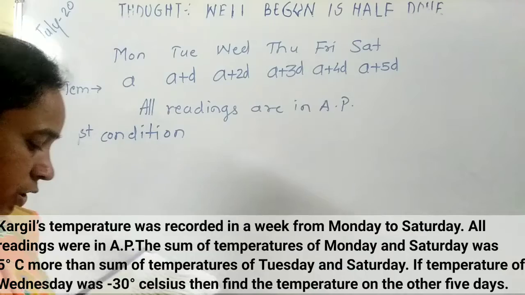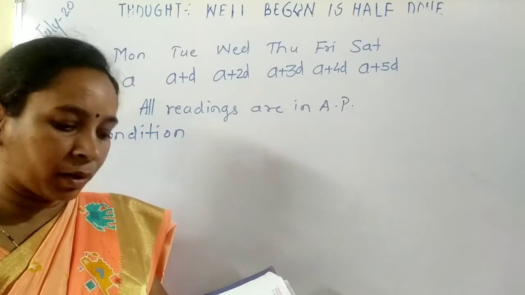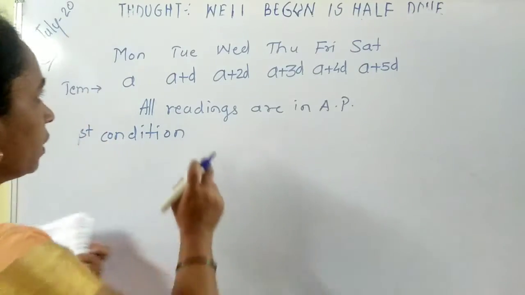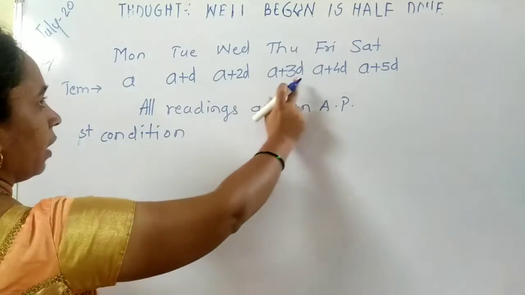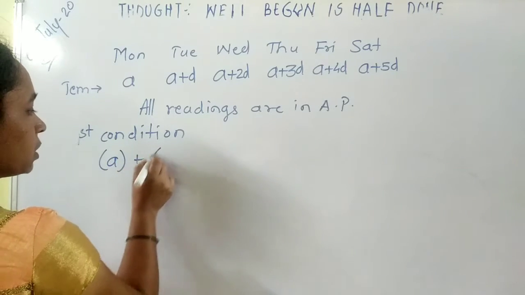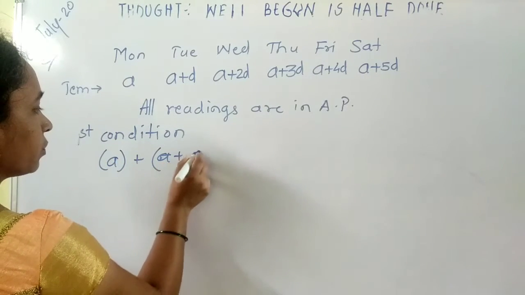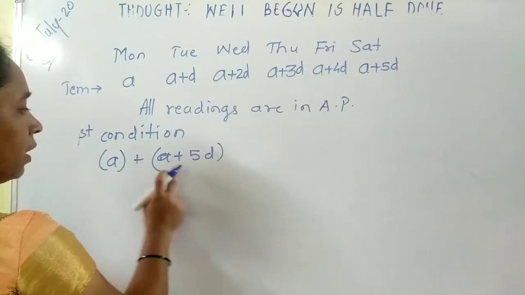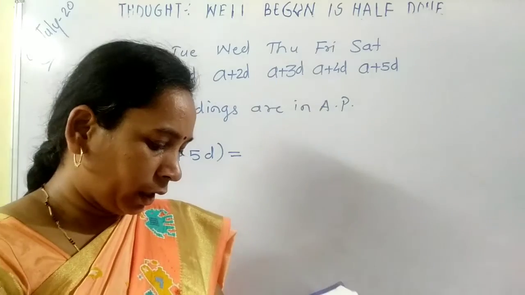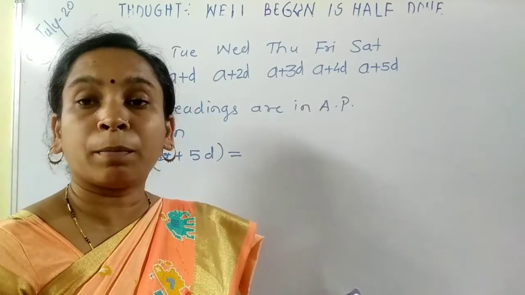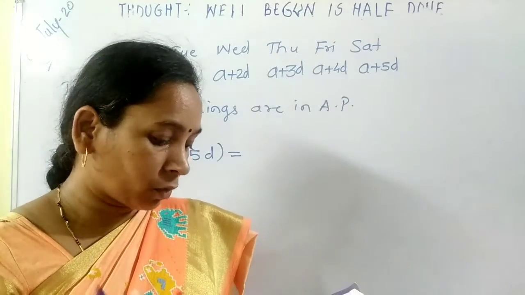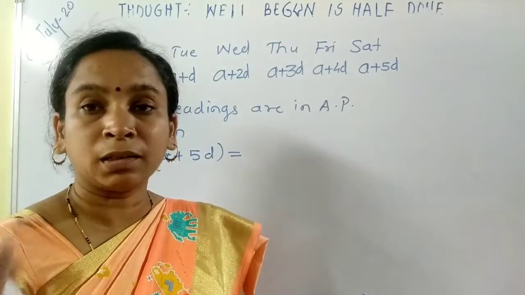In the first condition they said that we have to add the Monday and Saturday's temperature. What is the sum of the Monday and Saturday? Monday is A and Saturday is A plus 5D. So their sum, A plus 5D, this sum is greater by 5 than the sum of the temperature of Tuesday and Saturday.